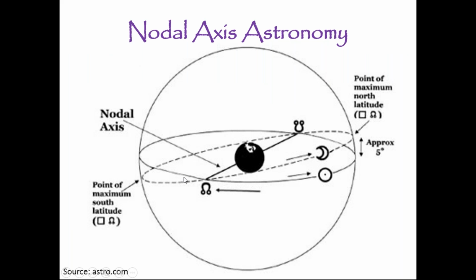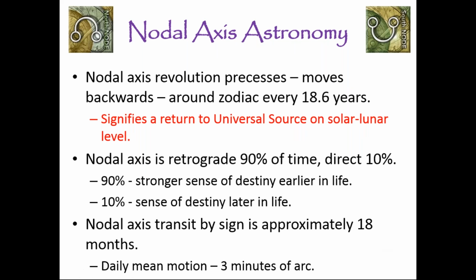Here is the ecliptic, the sun's apparent path from our Earth geocentric perspective. Here's the moon's path going north of the ecliptic, and opposite here is the moon's path going south of the ecliptic. The nodal axis reverses or precesses through the zodiac, goes from Pisces to Aries. It makes a complete circuit every 18.5 years.